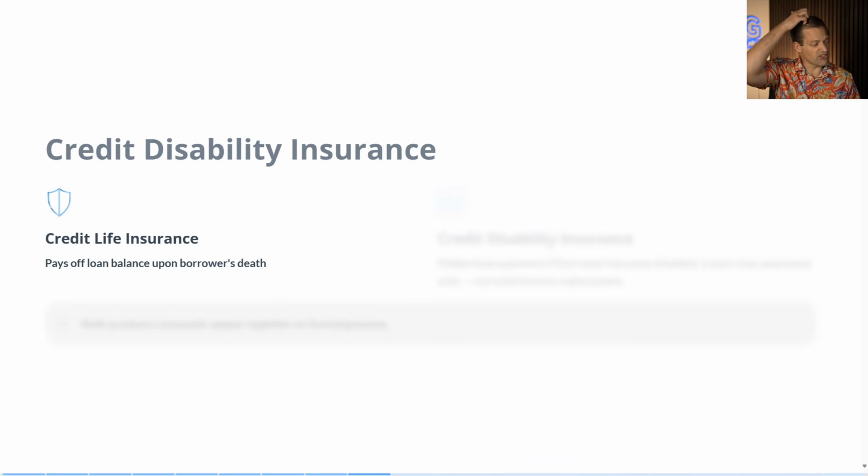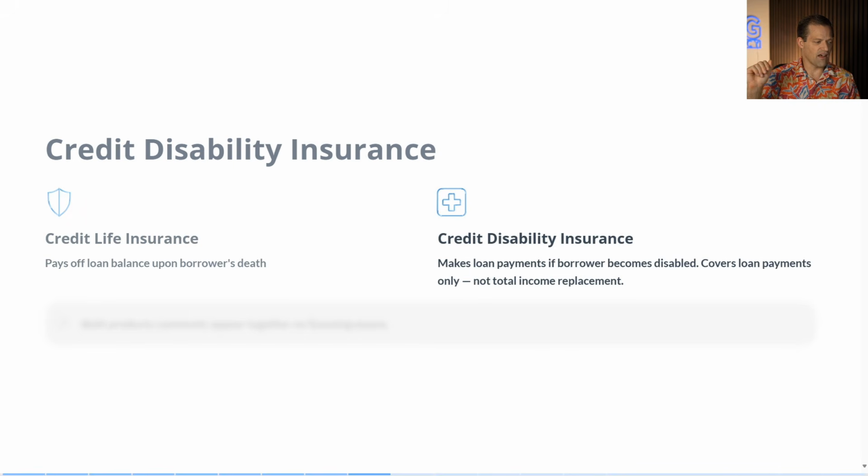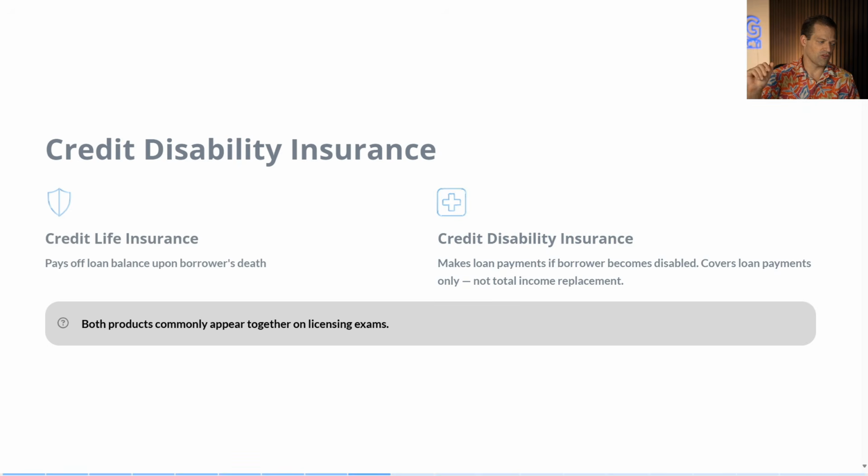Also credit disability insurance. Credit life pays off a loan upon the borrower's death, but disability is when you become disabled, and it covers loan payments only, not total income replacement.